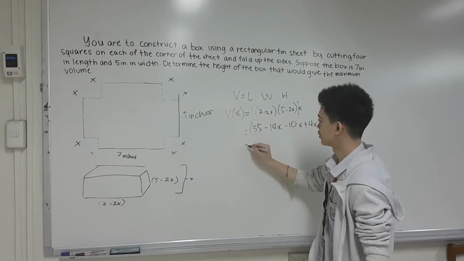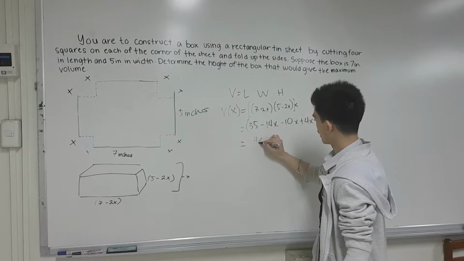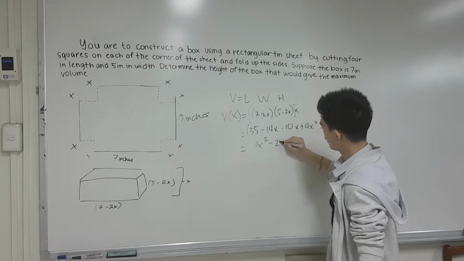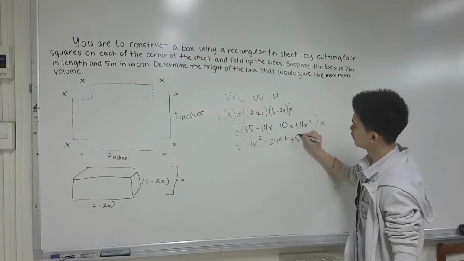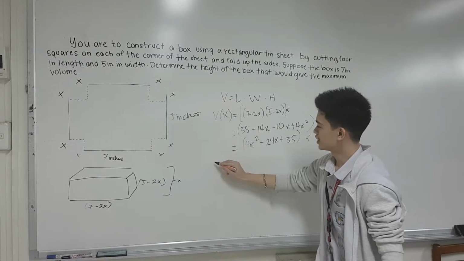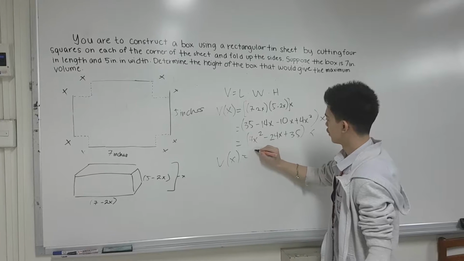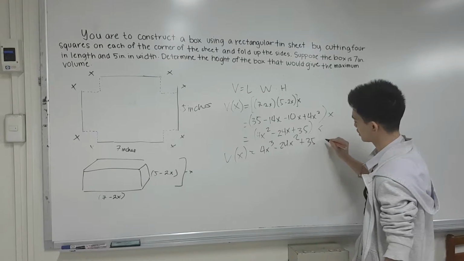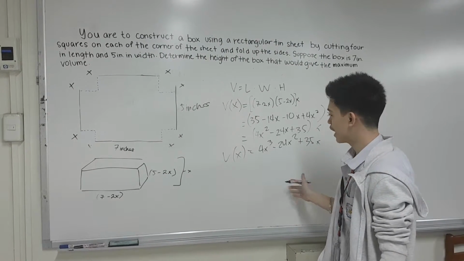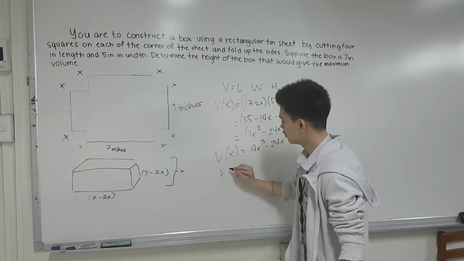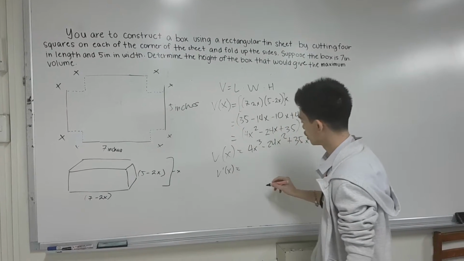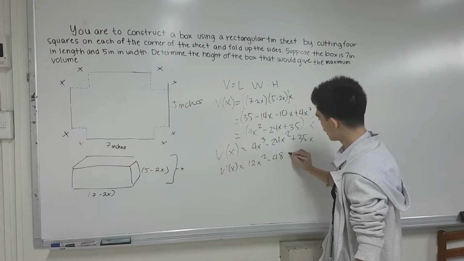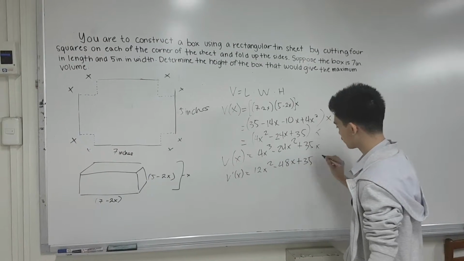Multiply by x. So what's within? We get 4x squared minus 24x plus 35, all multiplied by x, and as the final answer for this equation we get 4x cubed minus 24x squared plus 35x. In order to further solve this problem, you have to now differentiate this equation, wherein V prime of x would then become 12x squared minus 48x plus 35.